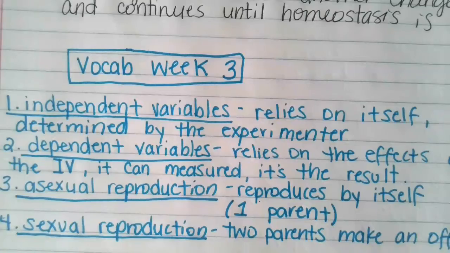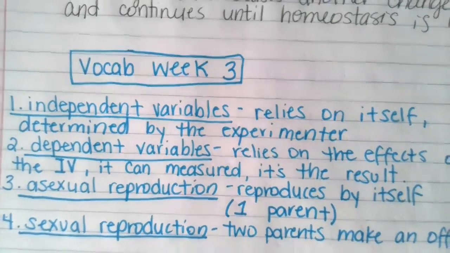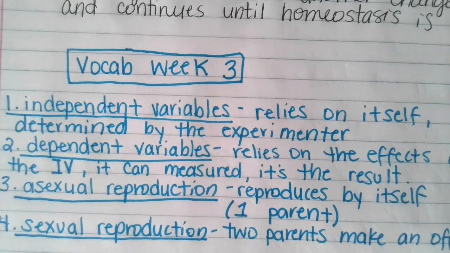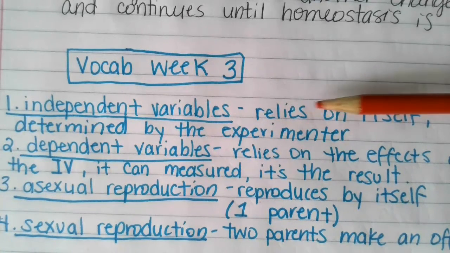Here it is. I need to video this week's vocab, so I'm just gonna do that now. Okay, first word, independent variable, relies on itself, determined by the experimenter.